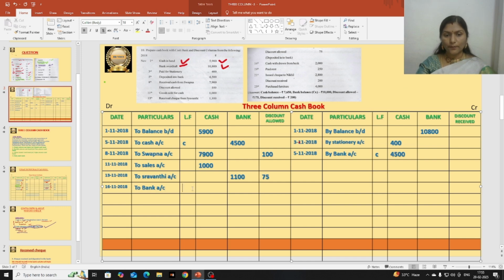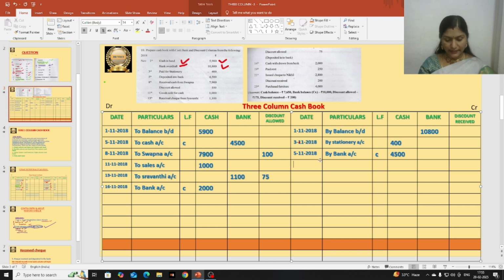And in LF column, C. In case of contra entries, we have to denote it by C. And amount in which column? If we write bank, we will put the amount in cash column. This is applicable only for contra entries. Okay. So how much is it? 2000 rupees. One time we recorded on the debit side.